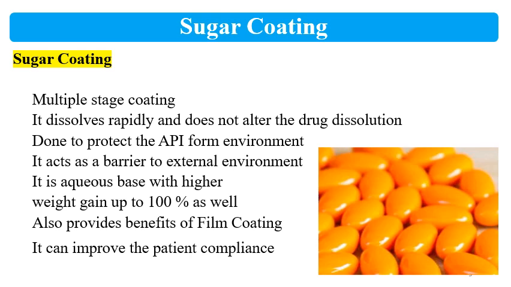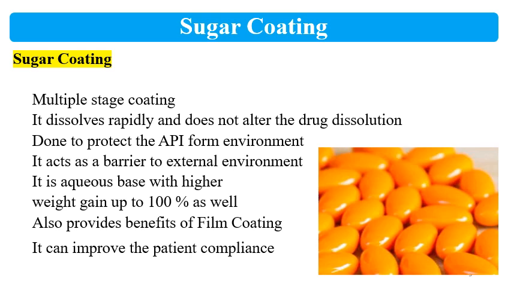Then coming to the sugar coating, as the name indicates, it utilizes a sugar type of material for coating, and it is a multiple stage coating. So different stages are there. Sugar coating is a little bit critical compared to film coating. Sugar coating also dissolves rapidly and does not alter the drug dissolution. It is also done sometimes to protect the API from the environment, and it improves patient acceptance. It masks the taste. It acts as a barrier to the external environment.